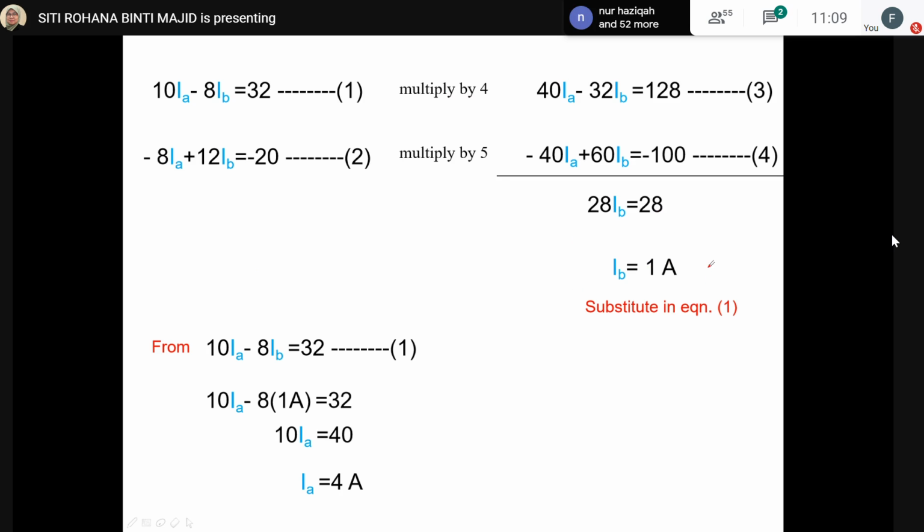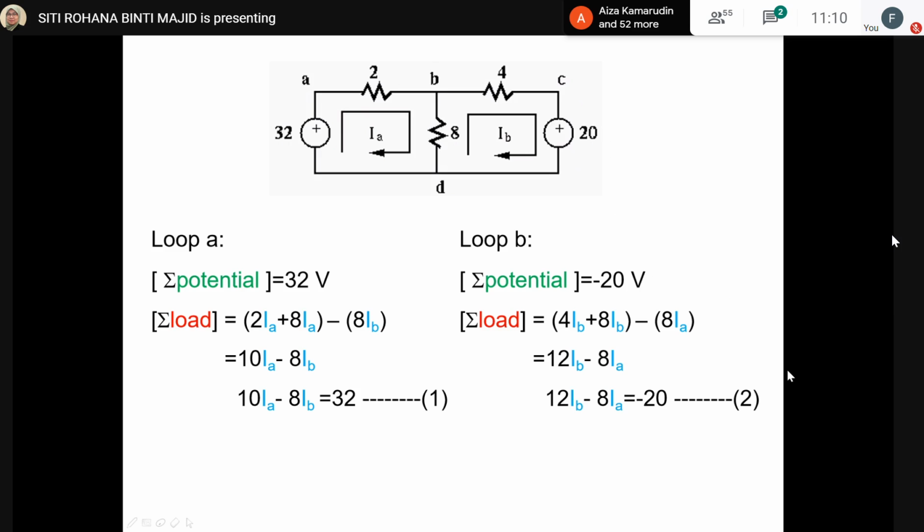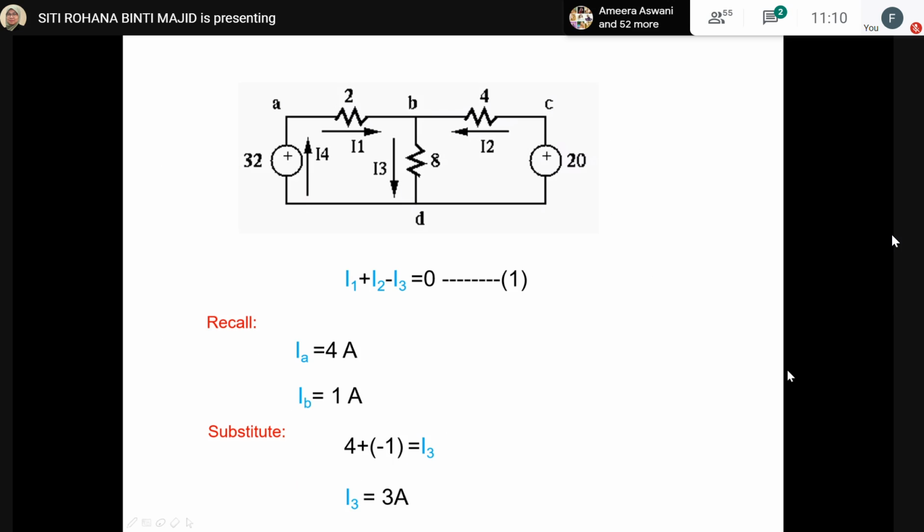Then finally, you solve for IB, which is IB equals 1 ampere. Once you get 1 ampere for IB, you can substitute into equation 1. From equation 1, you will get the value of IA equals 4 ampere. Okay, so I hope you understand the steps to solve the problem. But the main thing is to practice.